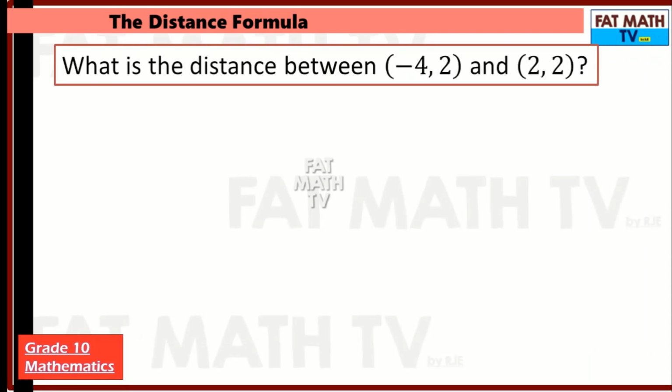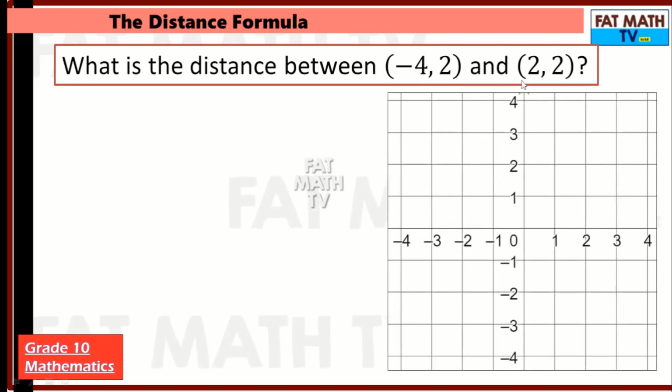What is the distance between (-4, 2) and (2, 2)? As you can see here, we have this time two similar y values and different x values. So let us locate them on the number line. (-4, 2) is there and (2, 2). As you can see here, this time the points are horizontally aligned, because they have the same y values.